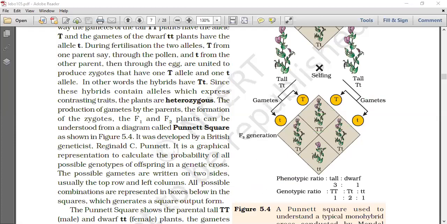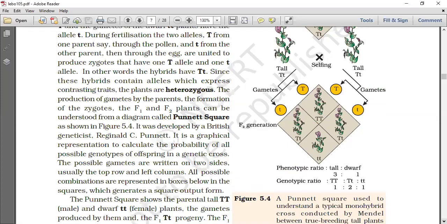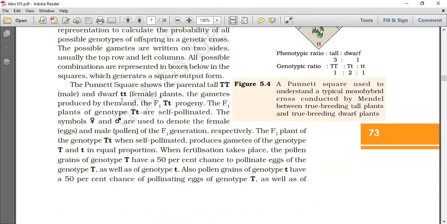Let's talk about the Punnett square. It shows the parental tall, capital T, and dwarf, small t, female plant, the gametes produced by them, and the F1, that is the heterozygous tall progeny. I hope you are understanding, because we have completed the total monohybrid and dihybrid class. The F1 plants of genotype capital T, small t, when self-pollinated, produce gametes of the genotype capital T and small t in equal proportion.